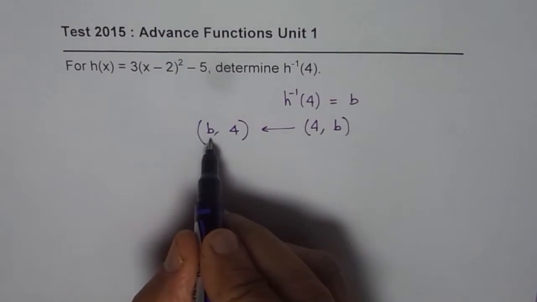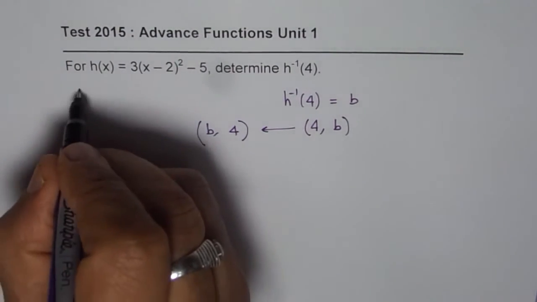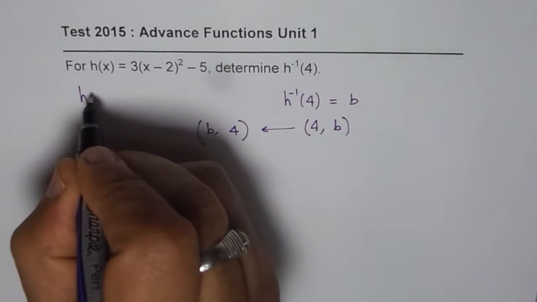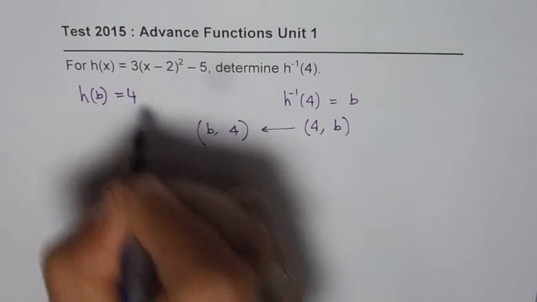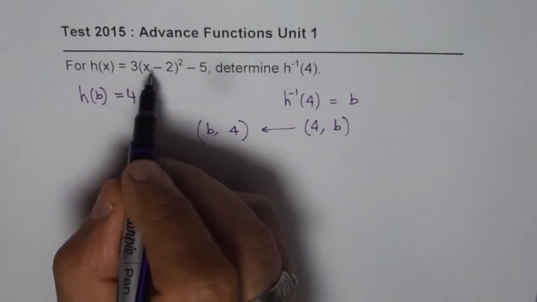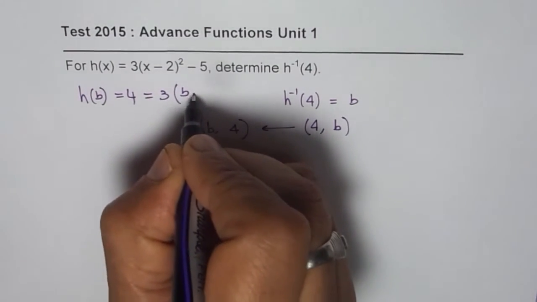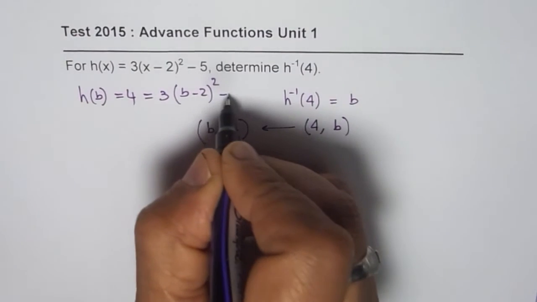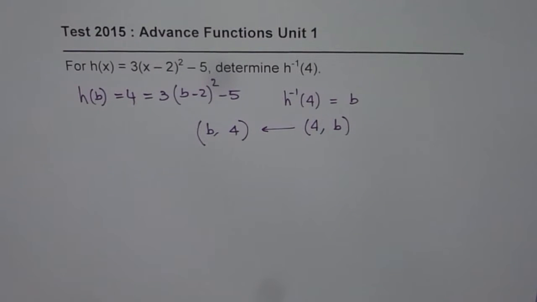So what are we trying to say? If this point is on the function, then h of b should be equal to 4. Is that okay? That is what we mean. Now h of b is substituting x with b. So we have 3 times (b minus 2) whole squared minus 5 as our equation. Do you see that? So try to understand it.